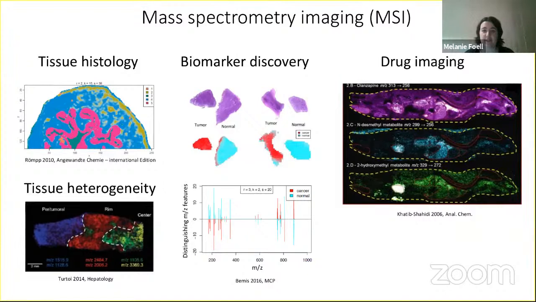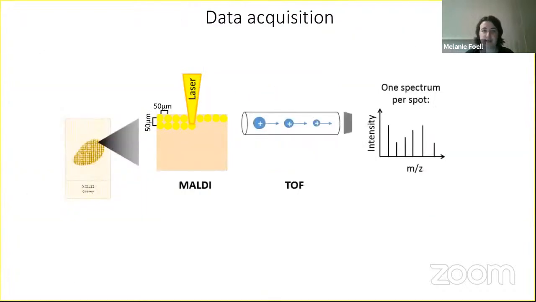So how does this technique work? What's the technology behind to generate such nice molecular images? I will show the data acquisition based on a MALDI-TOF mass spectrometer. And this is the most common type of mass spectrometer used for MSI, but there are many other mass spectrometers and different ionization sources and mass analyzers that work for MSI. The principle is always relatively similar.